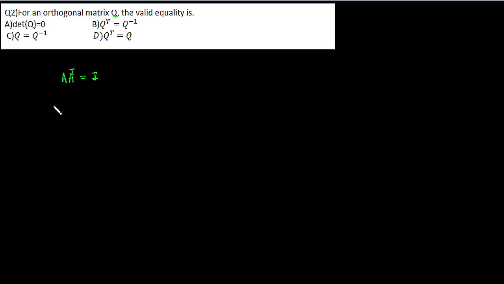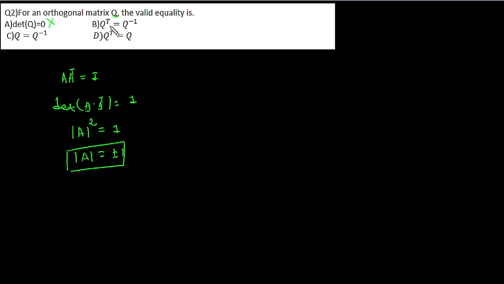Let's take the determinant on both sides. So the determinant of A into A transpose is equal to the determinant of the identity matrix, which is simply 1. Now we know that the determinant of A and A transpose are the same. So here we can write the determinant of A whole squared, because both have identical determinants, equal to 1. If we solve for the value of the determinant, then we are getting plus or minus 1. So option A is the wrong statement.